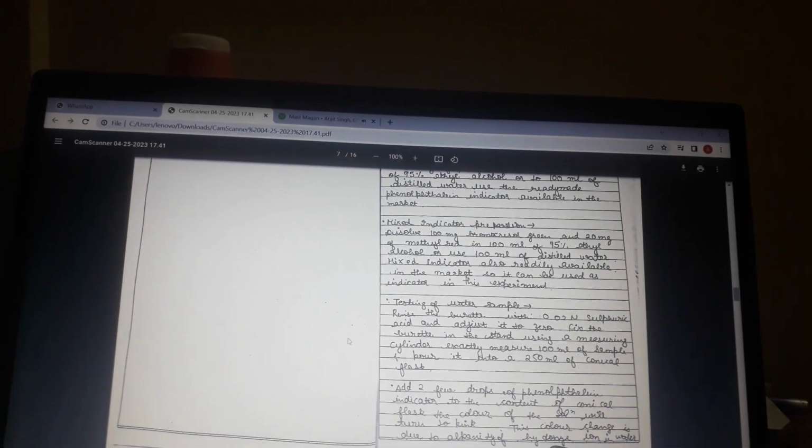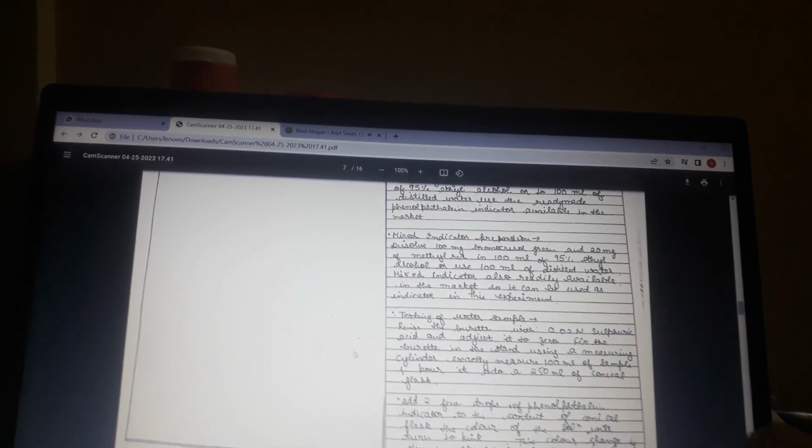Add a few drops of phenolphthalein indicator to the content of the conical flask. The color of the solution will turn to pink. This color change is due to alkalinity of the hydroxyl ion in water.